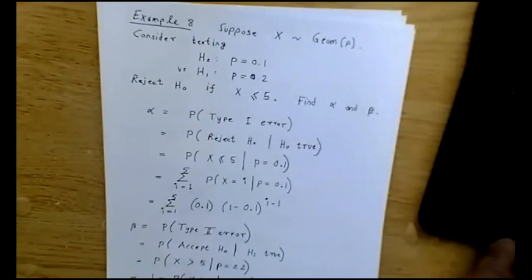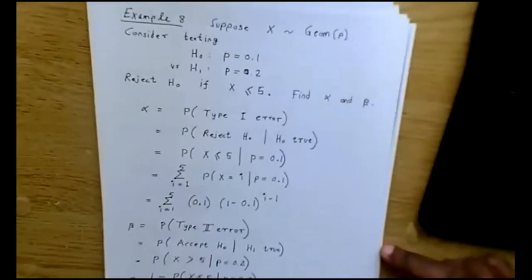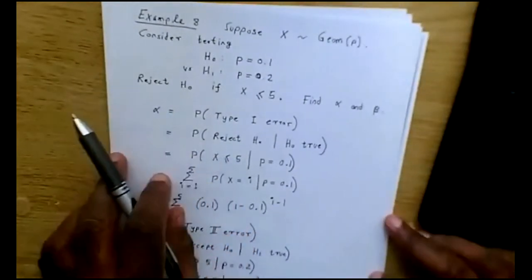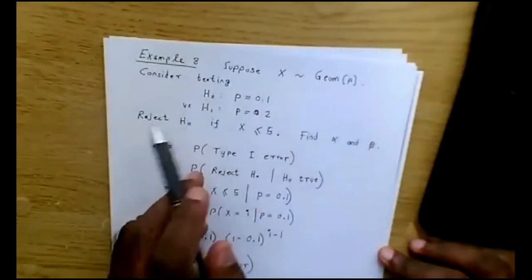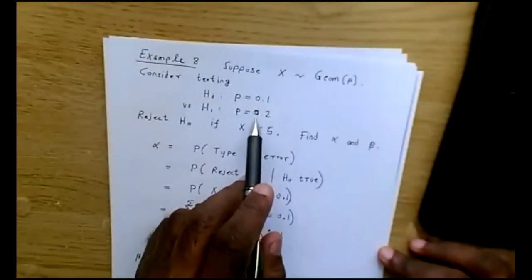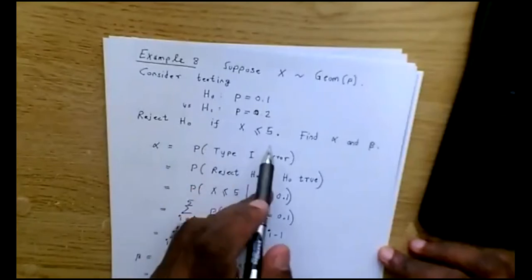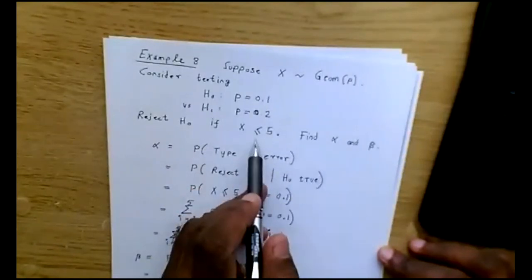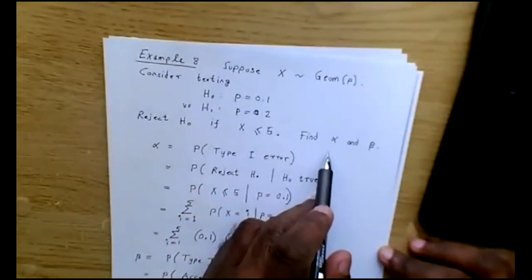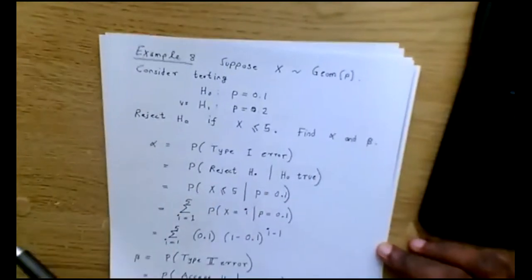Who asked for example 8? Somebody asked me for the last step. Okay. So here you have a geometric random variable. You're testing for this versus this, and the rejection happens when X is less than or equal to 5. And the question is to find alpha and beta, right?